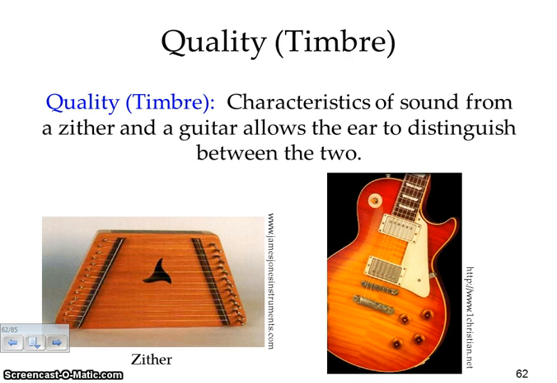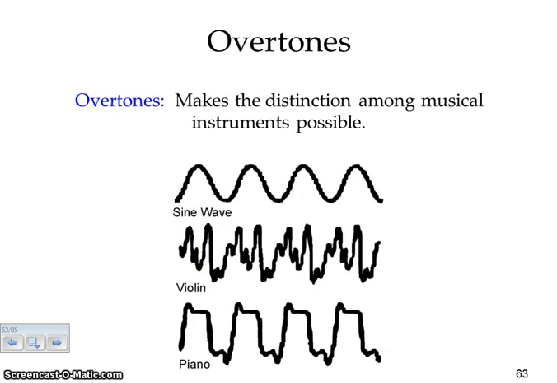So quality, timbre, this is characteristic of sound from a zither or a guitar. It's going to allow the ear to distinguish between the two, so you can tell the difference between these two instruments. So overtones make the distinction among musical instruments possible. So you have all these different tones, and you can hear them, except for people like me who are tone deaf.